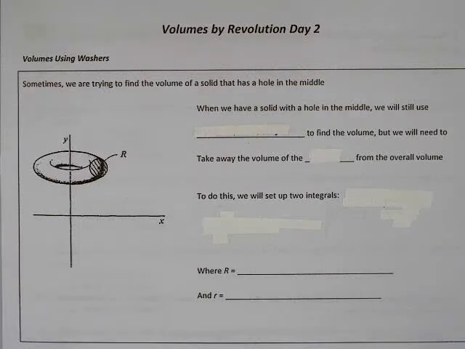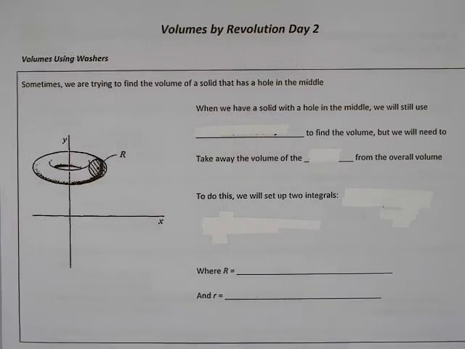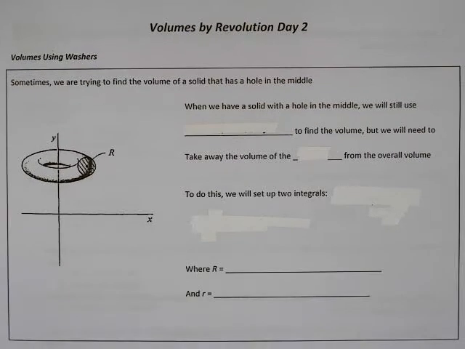Hi everyone, today we're going to keep working on what we've been doing with finding volumes by revolution, but these problems are going to be a little bit different. If you remember the first group of problems we did, when we revolved our curve around the x-axis, it made a solid and all the cross sections, if we could slice it, were circles. So we called that our disk method. But now what we're doing is called the washer method, and here's why.